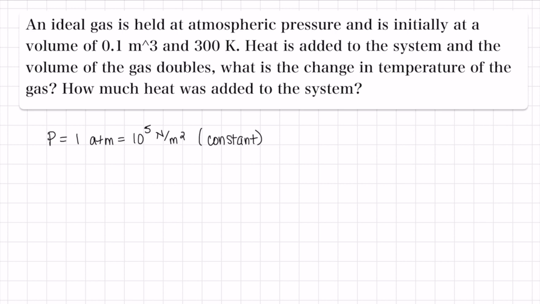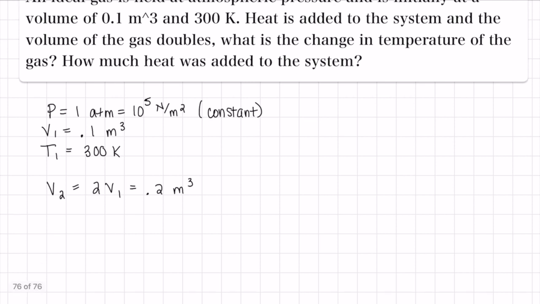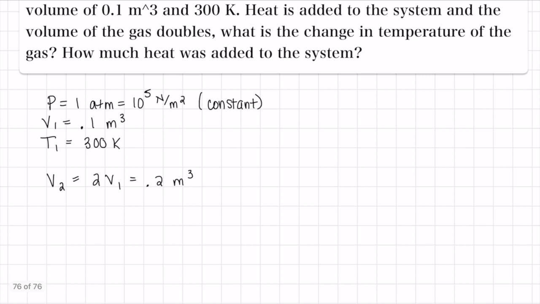And our initial volume is going to be 0.1 meter cubed. Our initial temperature is 300 Kelvin. Now heat is going to be added into the system, and I'll call these T1 and V1 instead, where our V2 is going to be 2 times V1, which will end up being 0.2 meters cubed. And we want to know the change in temperature of the gas.